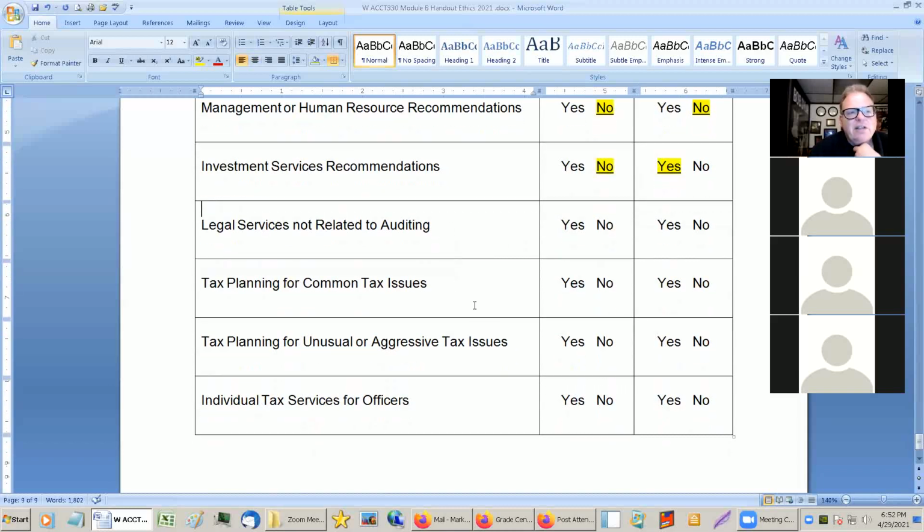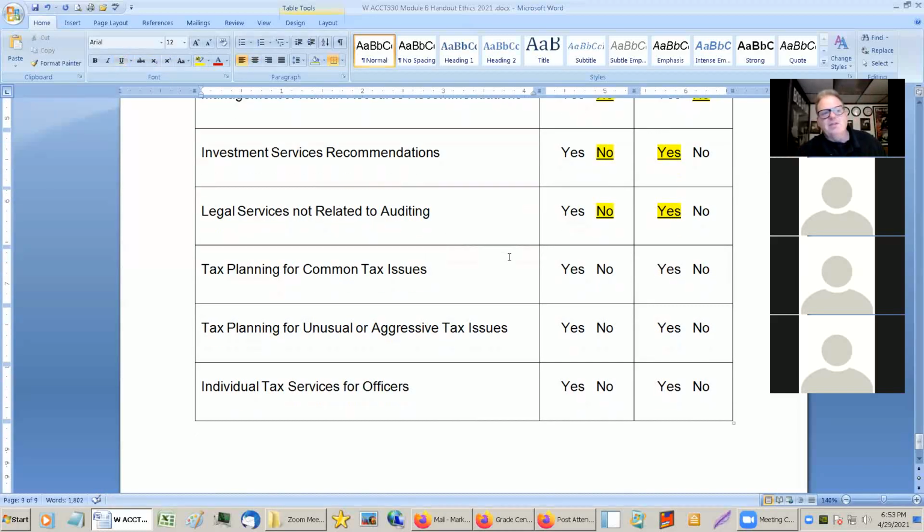Legal services not related to auditing. Generally, no. And for AICPA, yes, by default. The AICPA actually has no rules on it. And because there's no rules on it, there's nothing they can hold you to and say, hey, it says you can't do this. So there actually are no rules. It doesn't say it's allowed. It doesn't say it's disallowed. There's no rules on legal services.